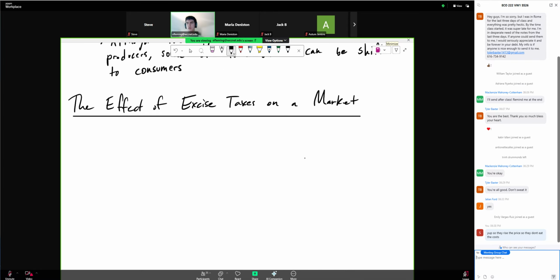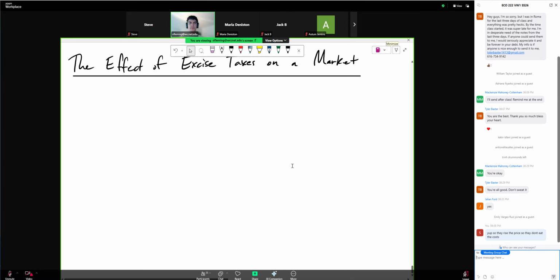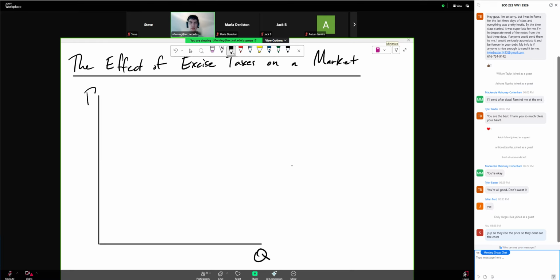Kind of skewed off that much. Okay, so let's draw a market of supply and demand here. This graph is going to be important, so I want to make sure we spend a little bit of time making sure that this looks good. Quantity, price.